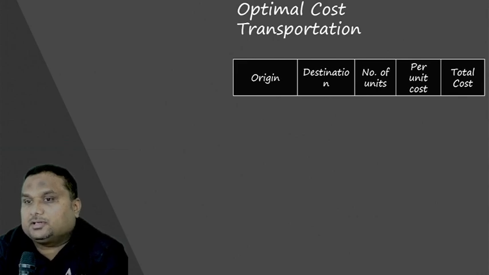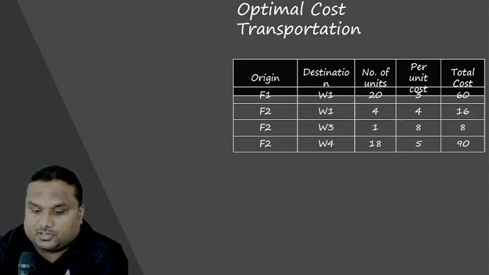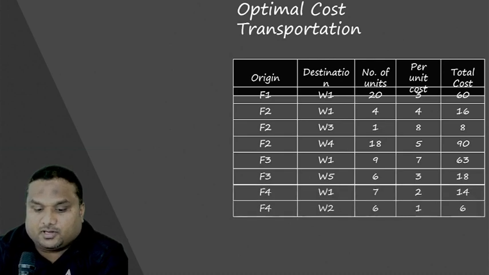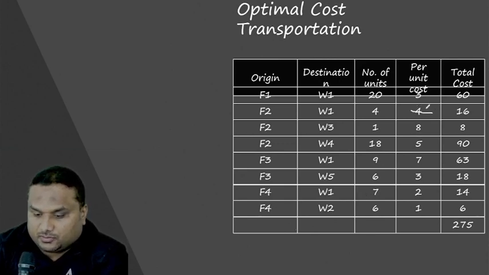Finally, you have to show the calculation. What is the total cost? One difference: F2W2, the cost is 2, not 4. Am I right? 4 into 2 becomes 8. Now 8 will be reduced from here. 275 minus 8, 267 is the answer.